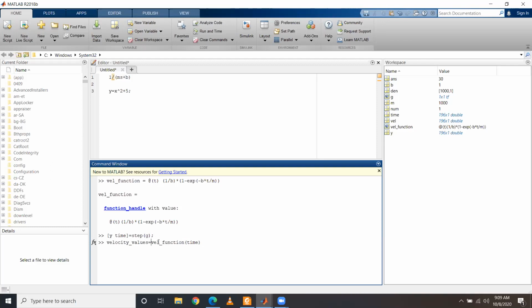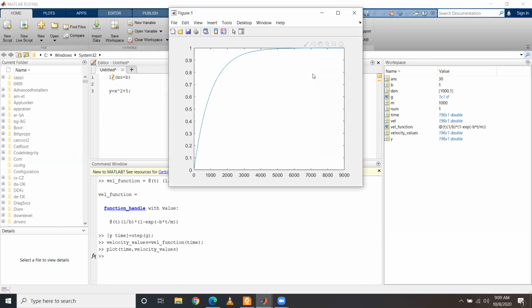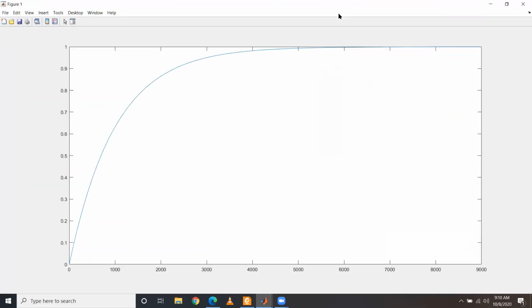Yes, sir. This is the function name in terms of time, and these are the time values, which is denoted by time. So this will give us the velocity values. Now you have the velocity values and the time values. So just use plot. Plot time, comma, velocity function values. So this should give you the step response, right? And it should match the previous ones, and it matches the previous ones.